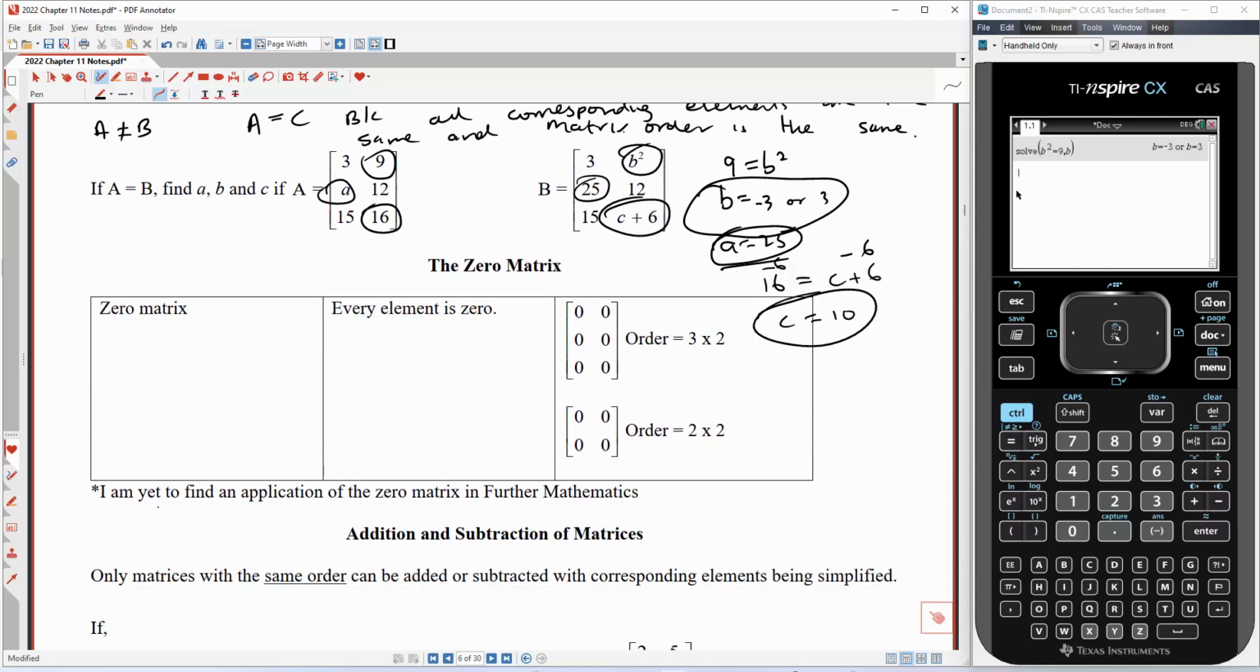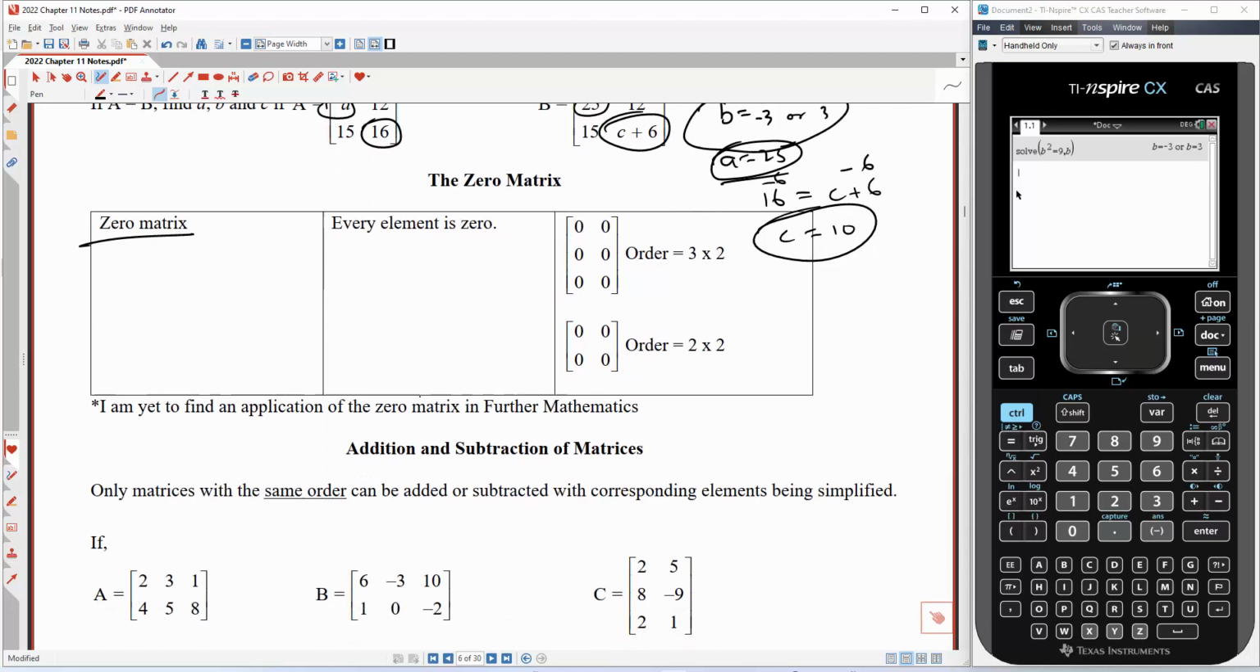All right, the zero matrix. Every element is 0. So this is an order 3 by 2 zero matrix when there's all zeros in there. And this is an order 2 by 2 zero matrix. And I'm yet to actually find a good application of zero matrices in further maths, but there's a reason for them, and I can't remember why we used them, I think it was linear algebra. Yeah, anyway, it's on the course, so you just got to know what a zero matrix is.